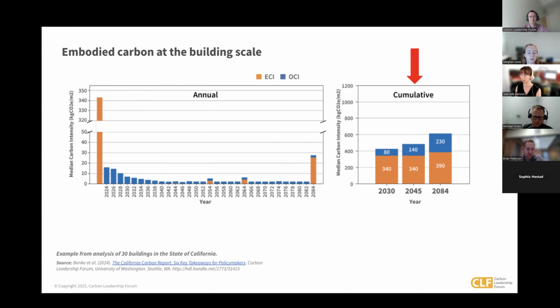And overall, the cumulative impacts of these buildings, which are shown on the right here, you can see that in 2045, embodied carbon is still over 70% of the total or whole life carbon emissions for the building. While this study is specific to California buildings, you might expect a slightly lower percentage in Ohio. The message here is still clear that embodied carbon matters, especially in the near term, and we really need to reduce it if we want to meet our climate targets.